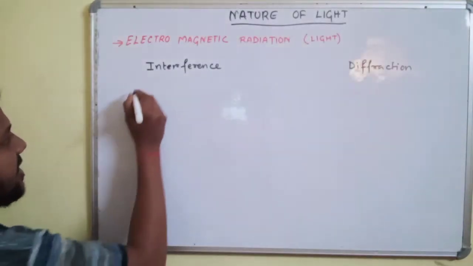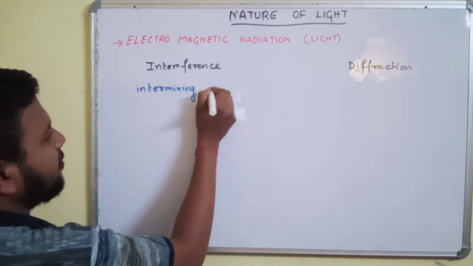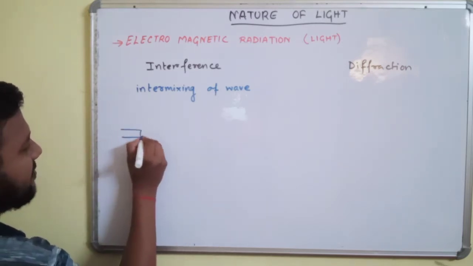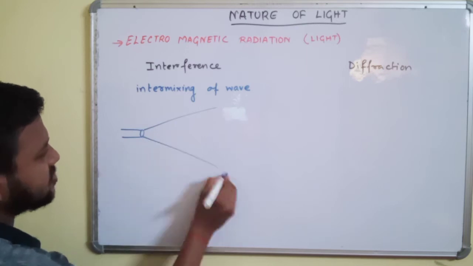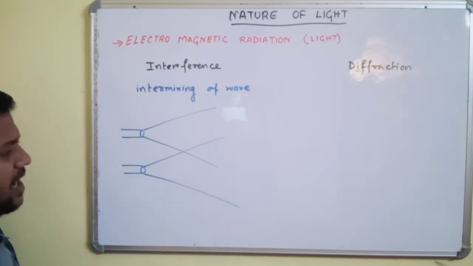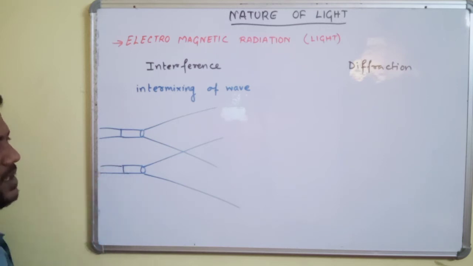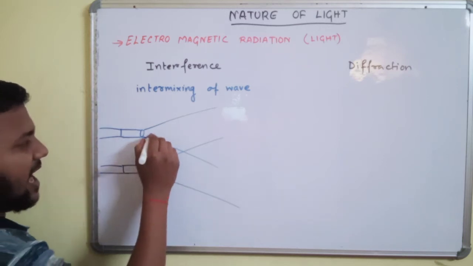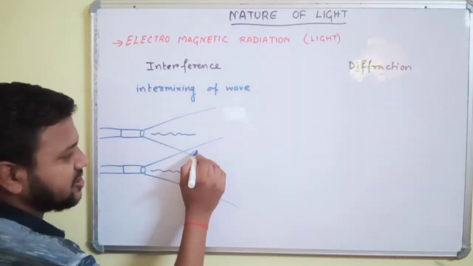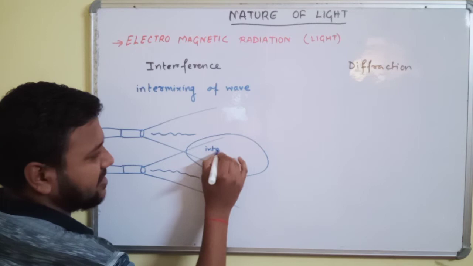What is interference? Interference is intermixing of waves. Now let us discuss. We have discussed light as a wave. We have taken two sources of light. Say this is a source of light. We have taken another source of light. Say this is another source of light. Now these two lights are a particular wave, but in this position we will see there is an intermixing.